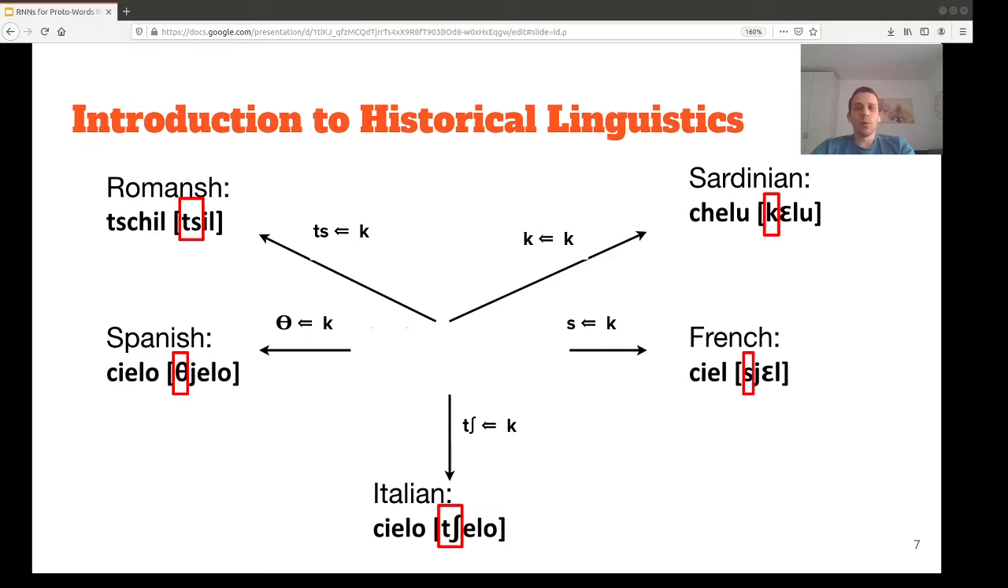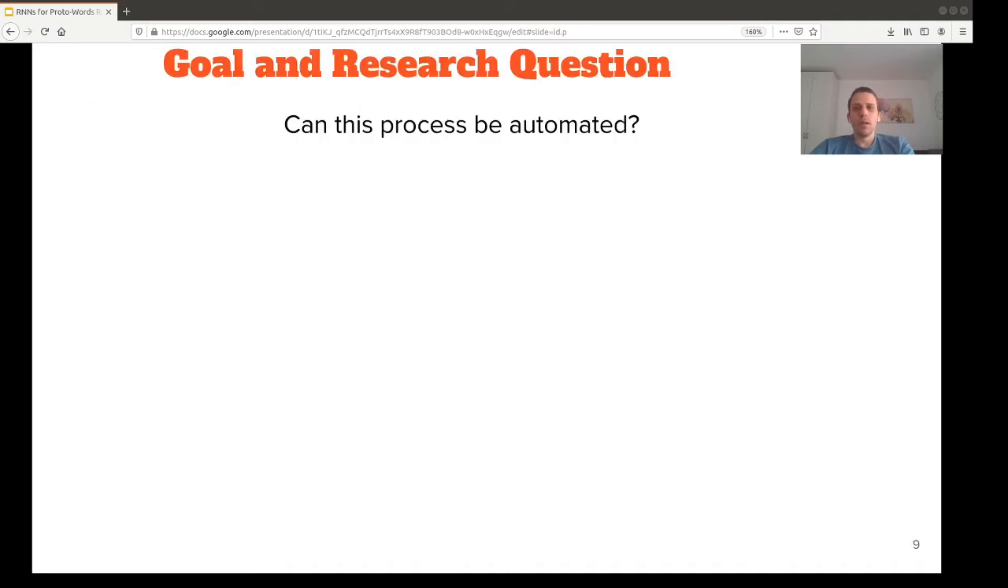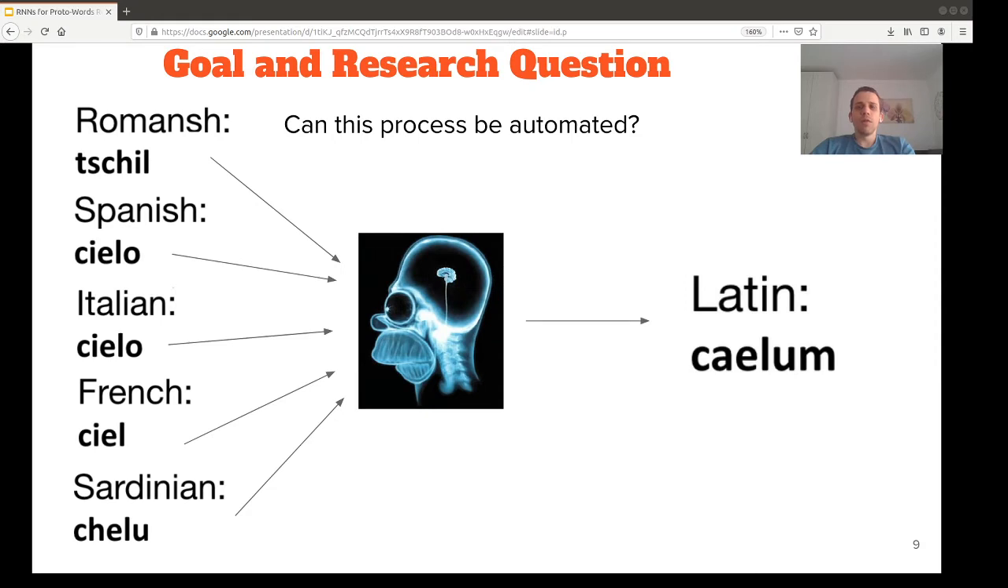By using the same process, linguists can reconstruct all the sounds of the original words, and by that they can reconstruct the lexicon of the ancestral language. Here the ancestor word is kailum. In this work we ask, can this process be approximated with a neural model? That is, can we have a neural model that is trained to reconstruct the Latin form based on a set of cognates in the daughter languages?